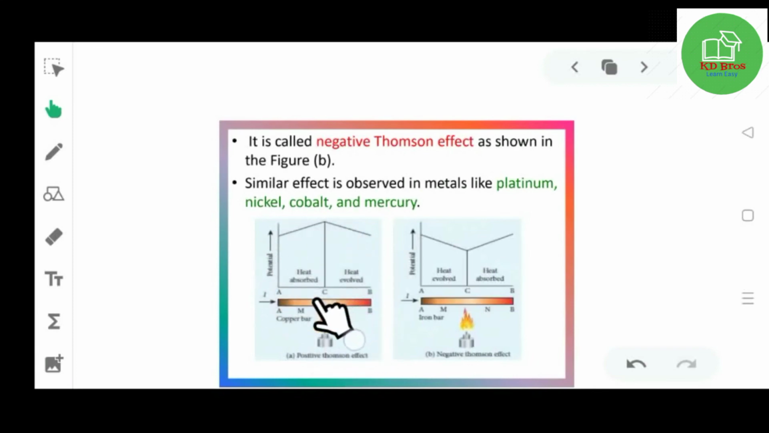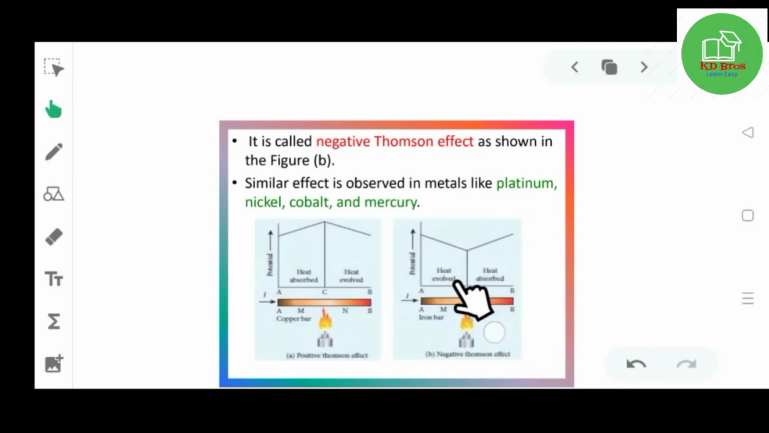So if any of the metals exhibits this type of phenomenon or property, then it is said to show a positive Thomson effect. And negative Thomson effect: now here instead of copper they have taken the iron bar, and the current also will be passed from A to B, and we have named both ends A and B, and the midpoint will be denoted as C. When we are giving the heat energy, at C you are experiencing very low potential because along AC the heat will be evolved in the direction of the current. Along AC the heat will be evolved, and along CB the heat is absorbed.